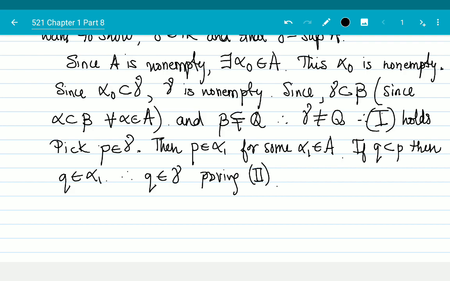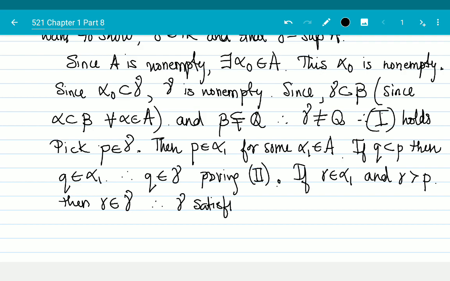Okay? Now, if R belongs to alpha 1 and R is greater than P, then R belongs to gamma, right? And therefore, gamma satisfies property 3. Okay, so all 3 properties hold.